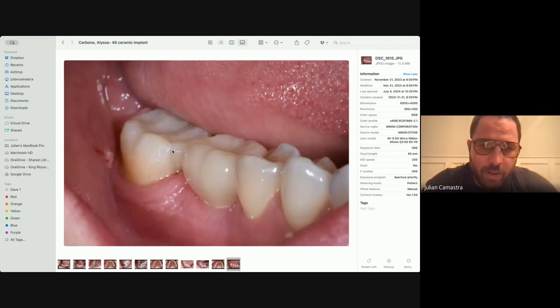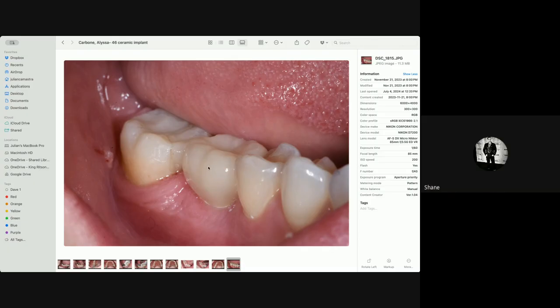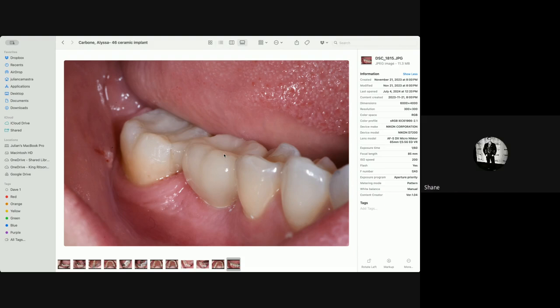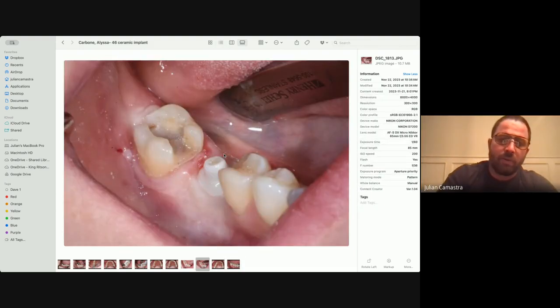And then there's the final crown that's cemented over top. So there's the level where it joins up with the implant down at the gum. And so this can be replaced. I can cut this off and I can put a new crown on it if it ever needed. I did that today. Does that make sense? This won't wear out.